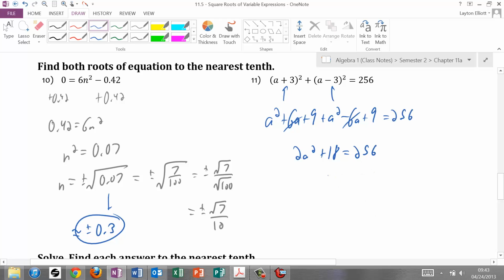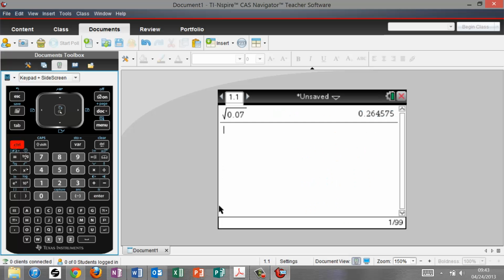If I subtract 18, well, let's divide both sides by 2. That seems to be easiest right now. Get a squared plus 9 is equal to 128, and now we can subtract 9. a squared is equal to 119, which means that a is equal to the plus or minus square root of 119. So if I want to plug that in, radical 119, I get 10.9.